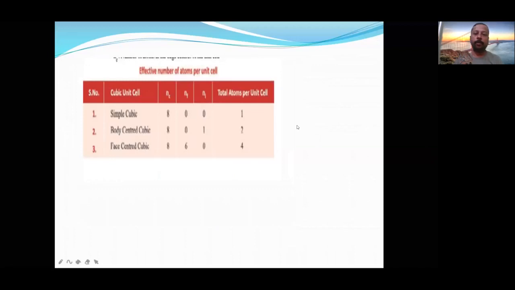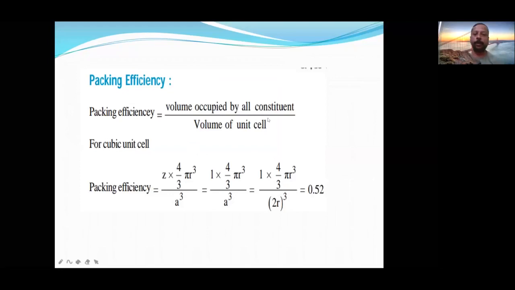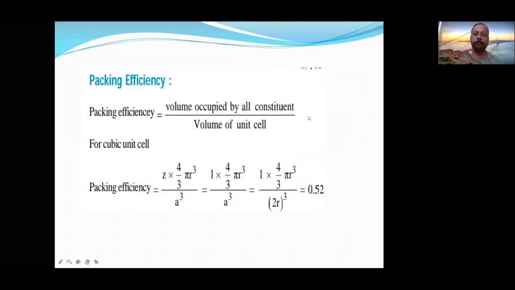Number of atoms after checking the contribution: in simple cubic, 8 into 1 by 8, therefore it is 1. Body center: 8 into 1 by 8 plus 1, so 2. Face center: 8 into 1 by 8 plus 6 into 1 by 2, therefore you will get 4. Is it understood? Now coming to the next slide.